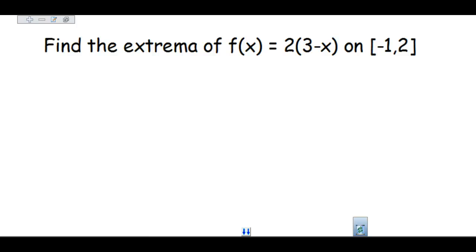All right, so let's find the extrema on the interval from -1 to 2 for the linear function f of x equals 2 times 3 minus x. Again, the process is identical for all of these problems. You want to find the critical numbers, and then you want to find the heights at the critical numbers and the endpoints of the function. Perhaps distributing that 2 first would be helpful.